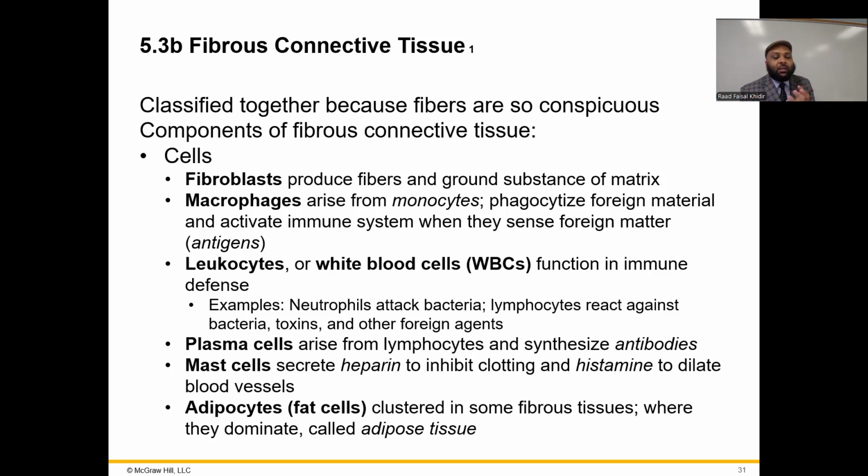So this connective tissue is divided into different types. The same way in the epithelial tissue, we had simple epithelial, squamous epithelial, and pseudostratified epithelial. Then each one is divided further into columnar and cuboidal and squamous. Now, in the connective tissue, we don't have squamous connective tissue. We don't have cuboidal connective tissue. We have fibrous connective tissue.